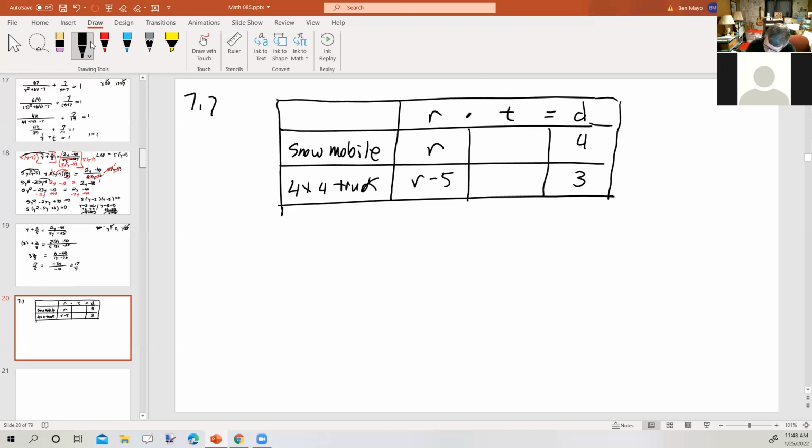Consider this. If distance equals rate times time, and we need to solve for time, if we divided both sides by R, wouldn't distance divided by rate equal time? You see how I did that? Not a big deal there. So now, if time equals distance divided by rate, this would be 4 over R, and this would be 3 over R minus 5. Any questions about that? Okay.